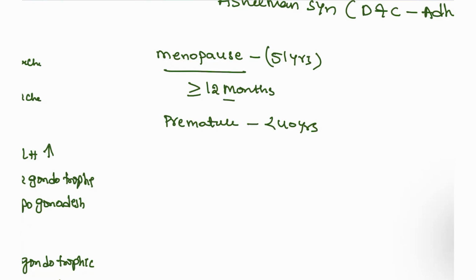Then what diagnosis can we do? FSH levels. If the FSH level is more than 40 international units, then also we can consider this patient as suffering from menopause.